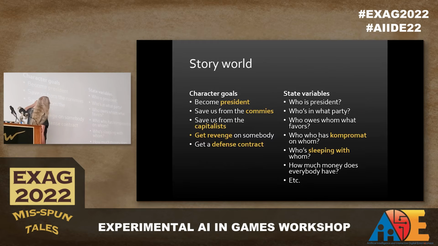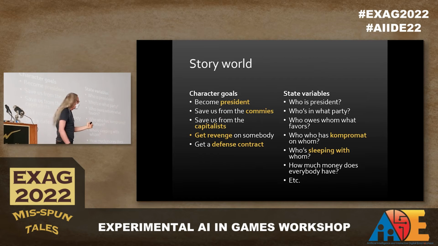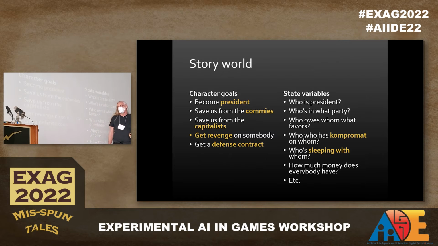And so the story world in that has state variables like who's president, who belongs to what party, who's sleeping with whom, who has pictures of them sleeping with whom, and goals are things like become president, save the world from the commies, save the world from the capitalists, get revenge on somebody, get that nice juicy defense contract.